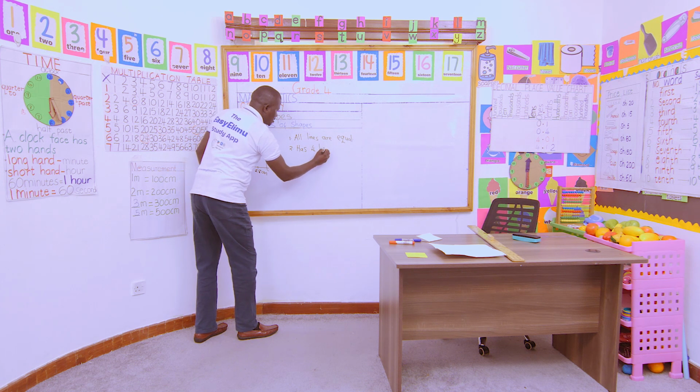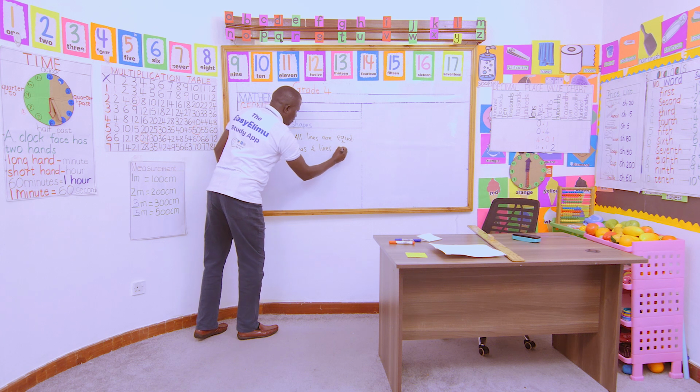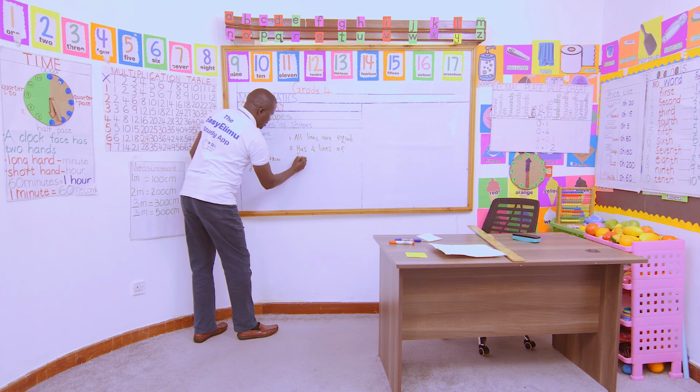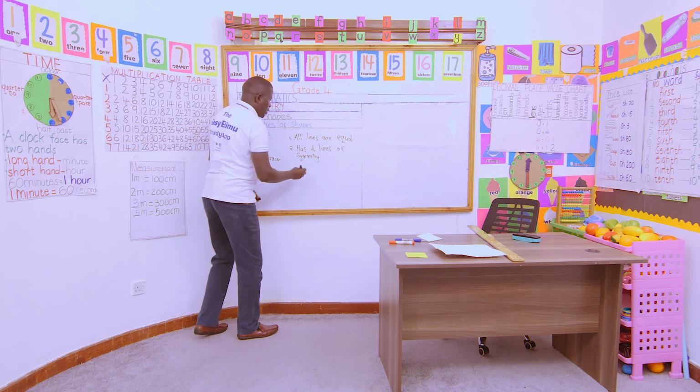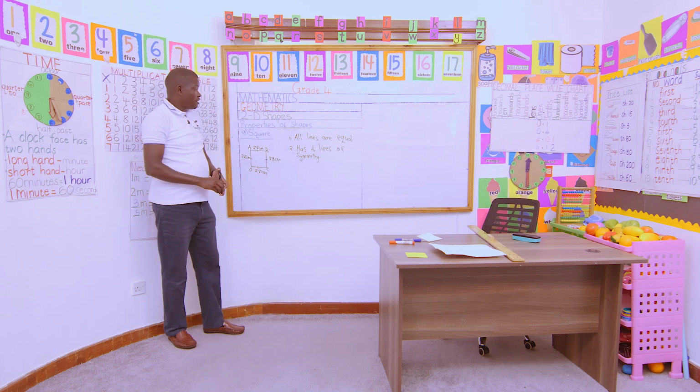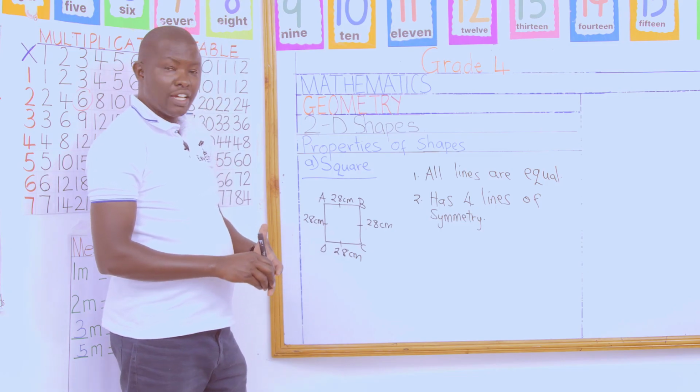A square has 4 lines of symmetry. That is another feature we can confirm very well.